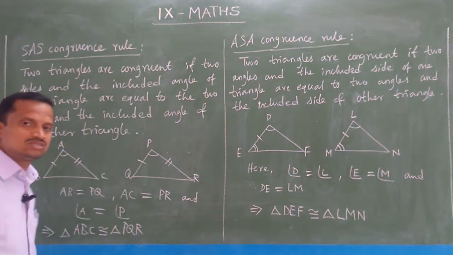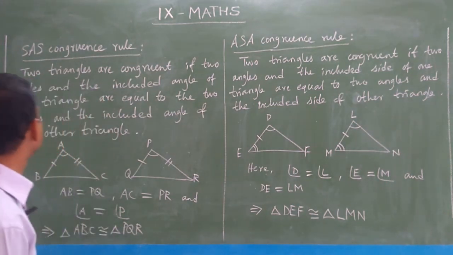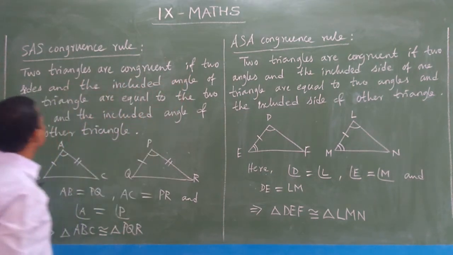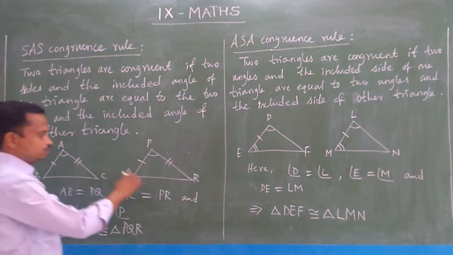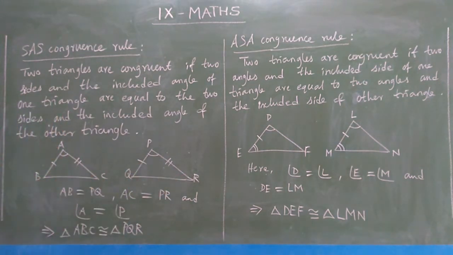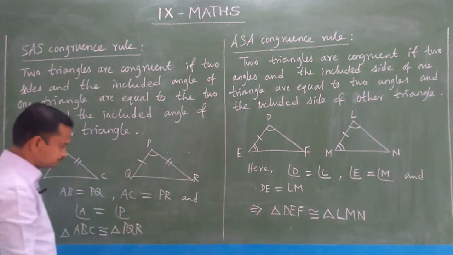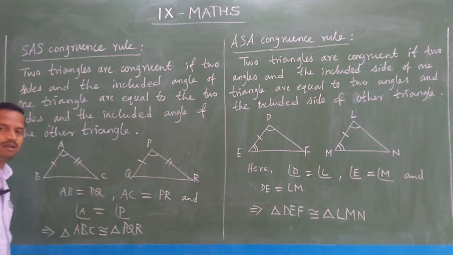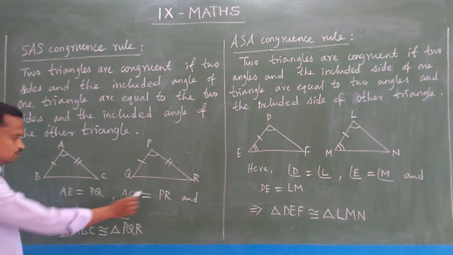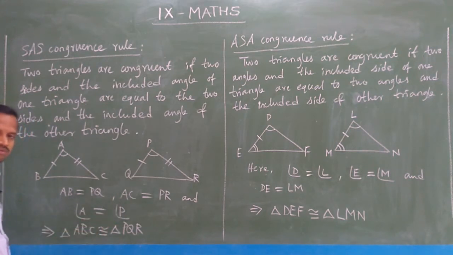So now coming to the SAS congruence rule. Two triangles are congruent if two sides and the included angle of one triangle are equal to two sides and the included angle of the other triangle. Consider triangle ABC, triangle PQR, and I marked the sides which are equal. You see, AB is equal to PQ, these two sides. Side AC is equal to side PR, double mark I have given, and then angle A is equal to angle P. So now we have two pairs of sides and one pair of angles equal.